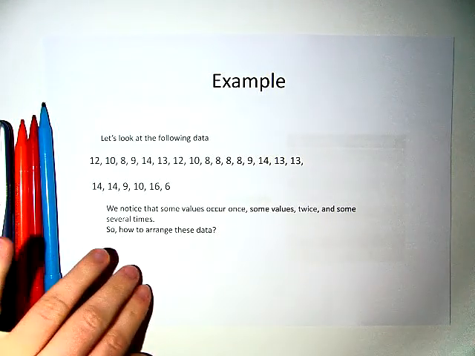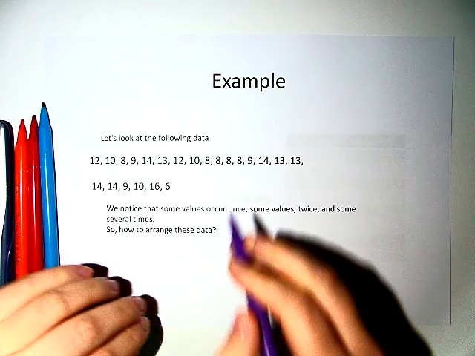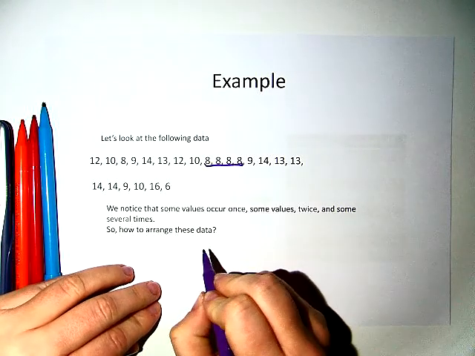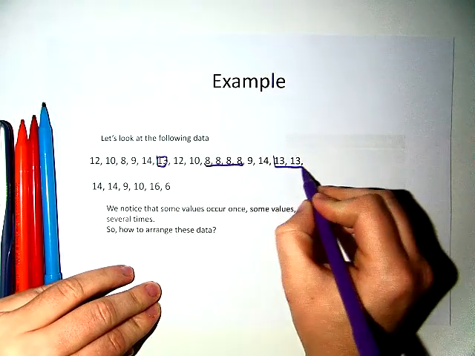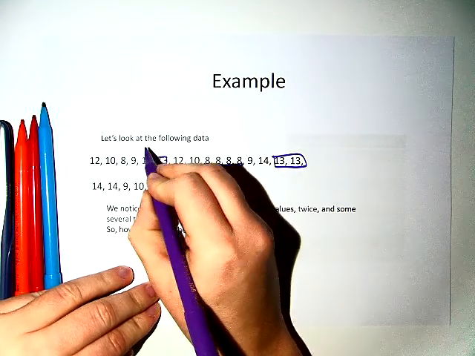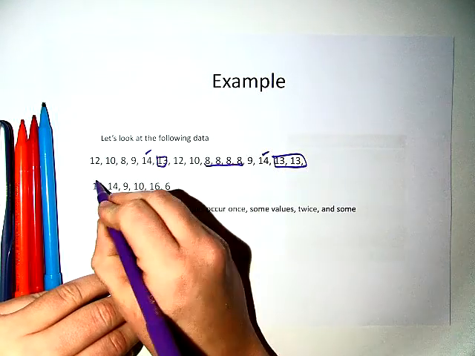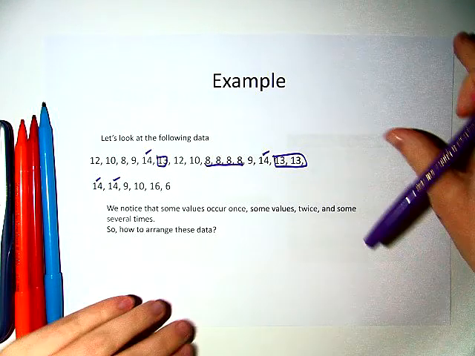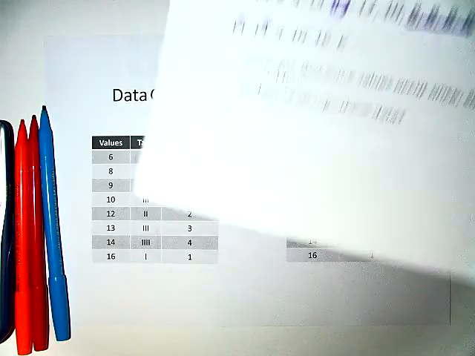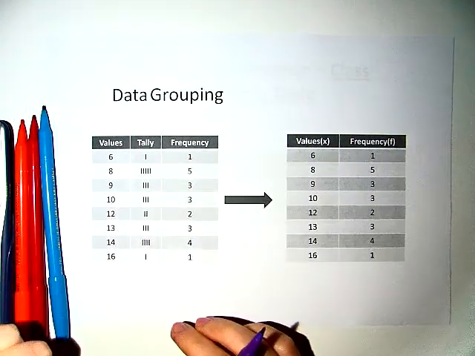If you notice, there's a lot of repeats. You have a ton of 8s. You have a 13 here, several 13s here. Look at the 14s, 14, 14, 14, 14. The 9s and 10s, they're all kind of jumbled together. So what we do is we take this data and we arrange it into a tally chart.